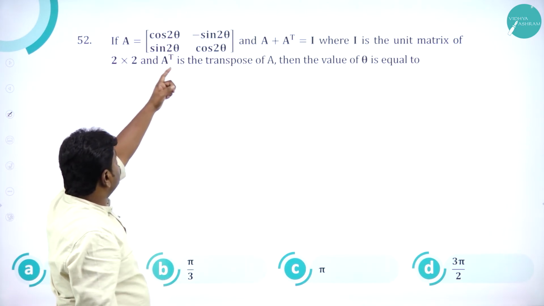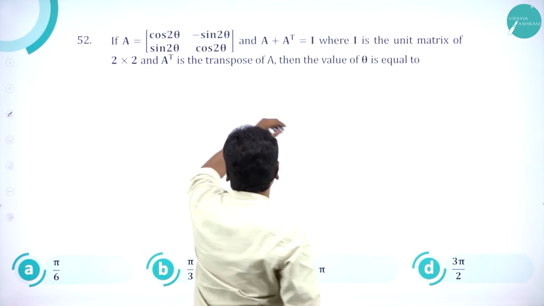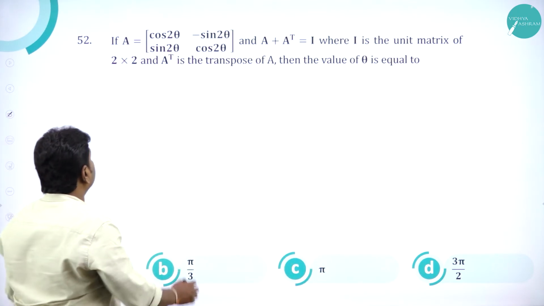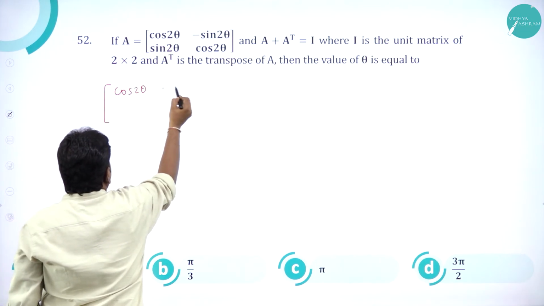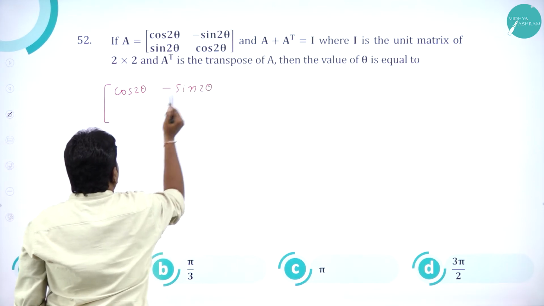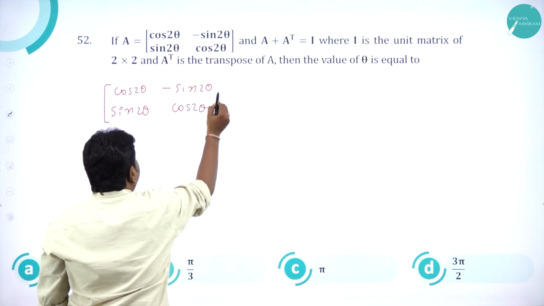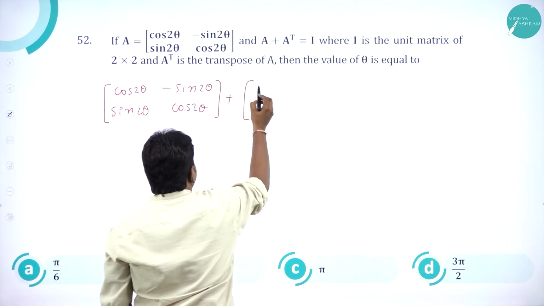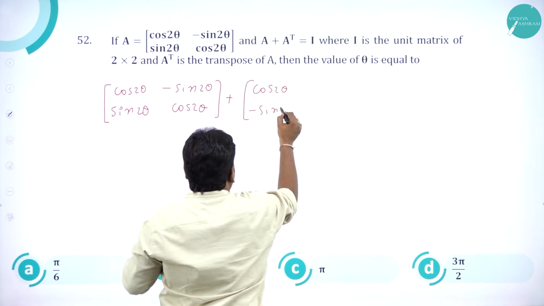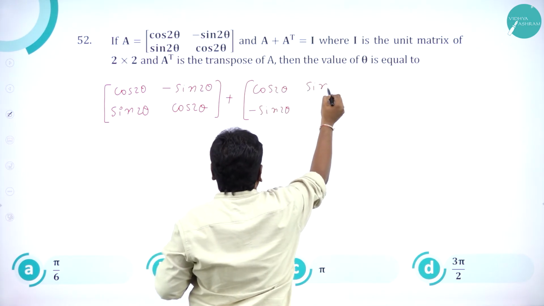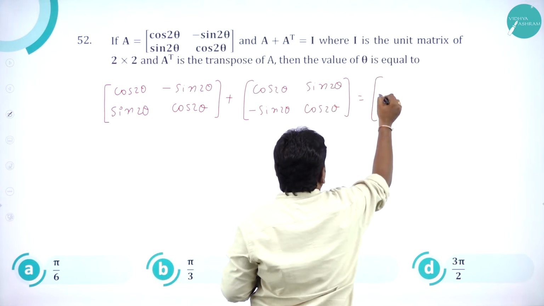They gave A as cos 2 theta, minus sin 2 theta, sin 2 theta, cos 2 theta. A plus A dash equals identity, they gave. They want you to find the value of theta. So we'll do A plus A dash. What is A? Cos 2 theta, minus sin 2 theta, and sin 2 theta, cos 2 theta. What is A dash? Transpose. What is transpose? Change the rows to columns. First row, I'll write as first column, and second row, I'll write as second column. They gave this is equal to identity. Identity means 1 0 0 1.